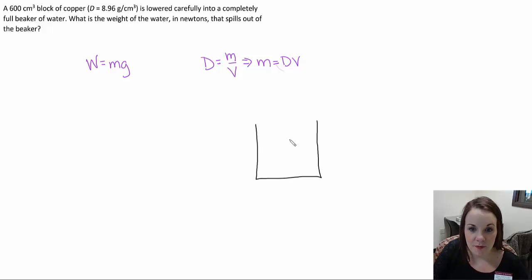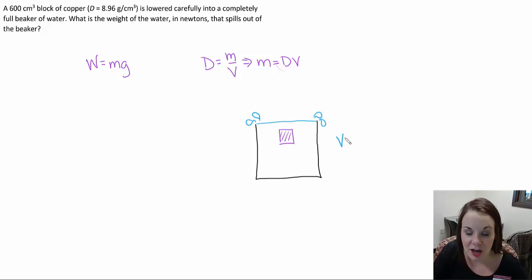So if I have a beaker of water and it's filled completely to the brim, it's completely full, and we drop in this block of copper and it submerges, whatever the volume of that block of copper is will end up being the volume of my water that then spills out. So this water that spills out here, these are my little water droplets, is going to be equal to the volume of that block. So the volume of our block is equal to the volume of the water that's displaced, which is the same as saying the amount of water that spills out of the beaker.